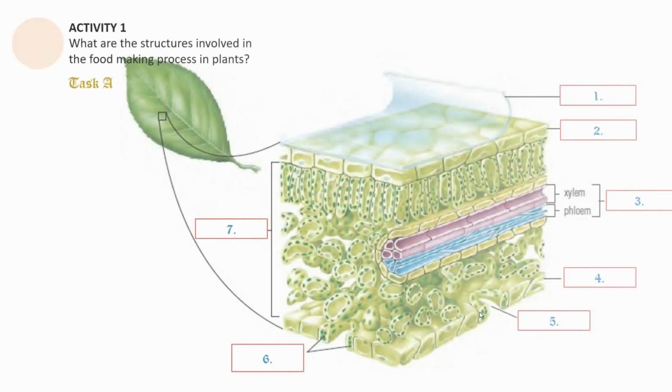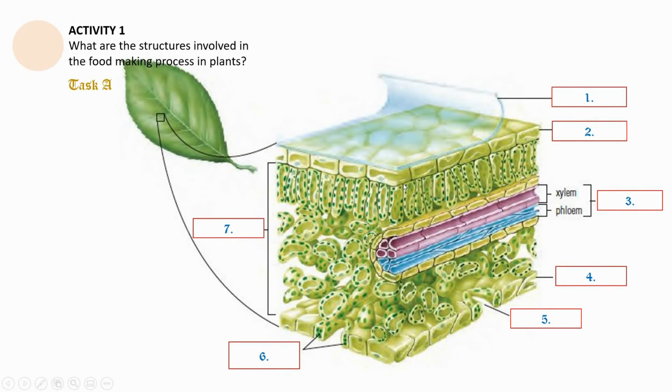Let's proceed with the last part. This is an activity, and I hope that you can see it clearly. This is task A. The title of the activity is, what are the structures involved in the food-making process in plants? Notice that we have here numbers in boxes, 1, 2, 3, 4, 5, 6, and 7. And what you need to do is as simple as this. Just label them. Okay, so sana all may label. Okay, so if you want to pause this video so that you would be having ample time, pause this video and then label them properly. On your extra sheets of clean paper or on your notebooks, label them 1 to 7. You may now start.